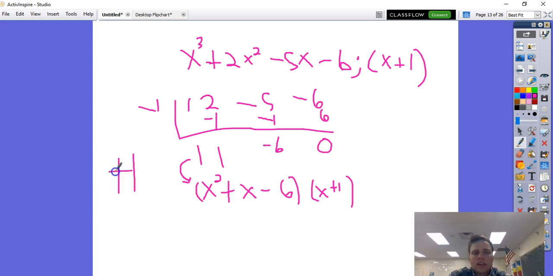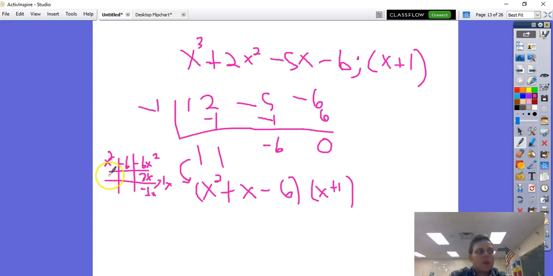I could do it through tic-tac-toe. So I would say x squared, negative 6x squared, 1x. So two numbers that multiply to negative 6x squared but add to 1x are 3x and negative 2x, because 3x plus negative 2x is 1x, and 3x times negative 2x is negative 6x squared.